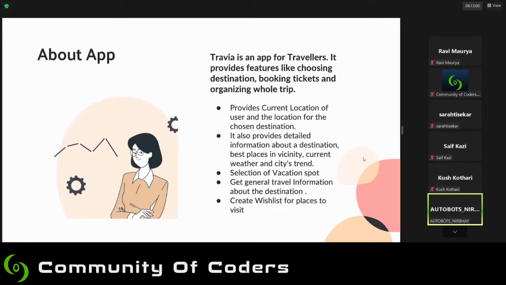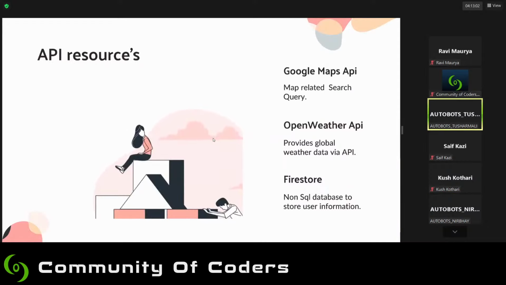Now, Tushar will continue. Tushar. Yeah, so coming to the API resources we use in the app, the first one is the Google Maps API. We had to integrate Google Maps in our app to get the current location of the user and also to help the user get the location of different destinations. Secondly, the OpenWeather API. The OpenWeather API is an online service that provides global weather data. So basically, we use this API especially for getting the forecast details of different destinations.